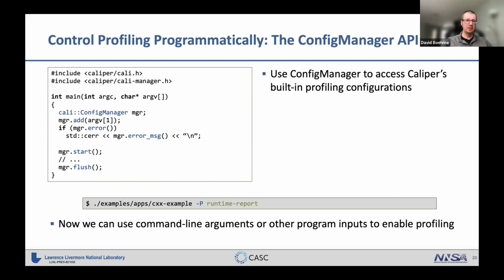And we found this useful, especially in some of our larger codes, where automated mechanisms are just less robust in many cases. It also allows us to use program-specific flags to enable profiling. So for example, we can now use command line arguments from the program to select a profiling configuration. And this can also make it more usable for application end users.